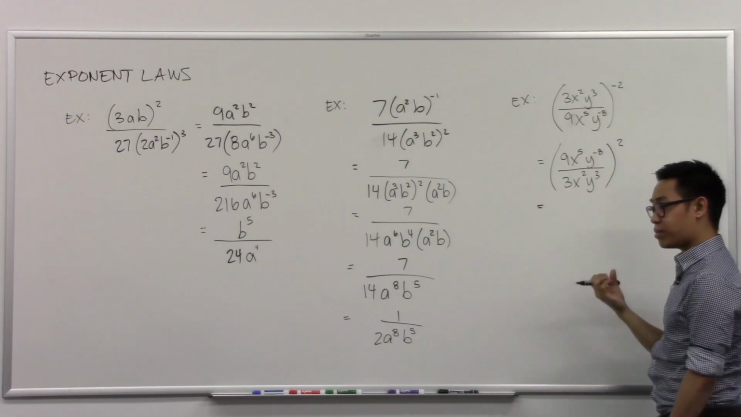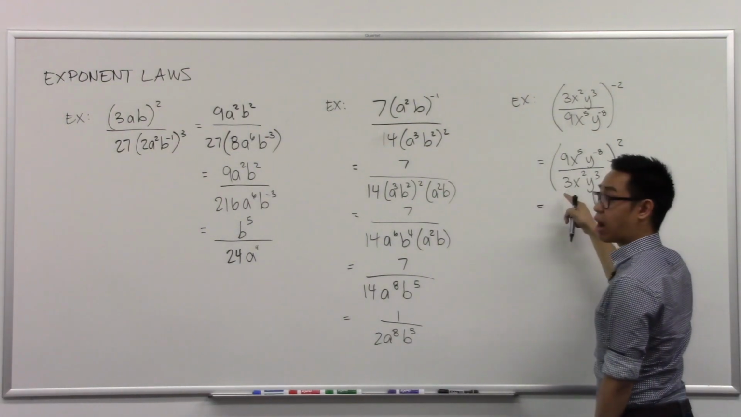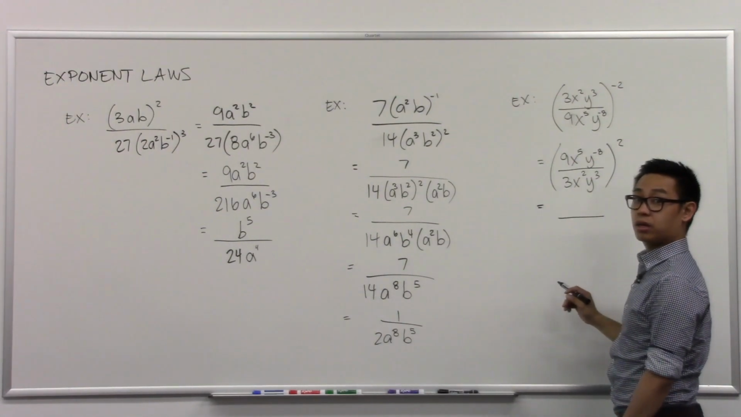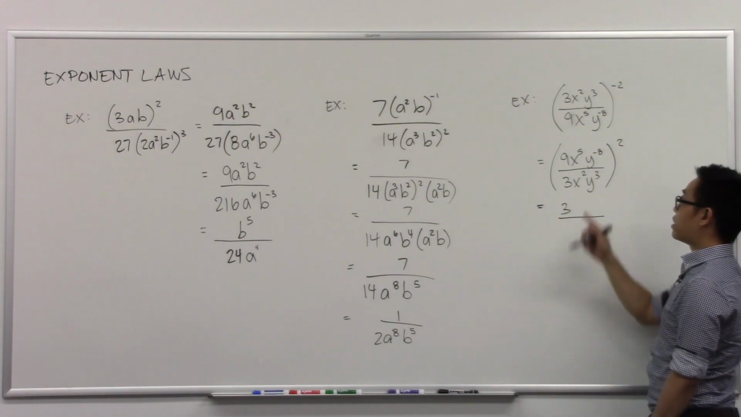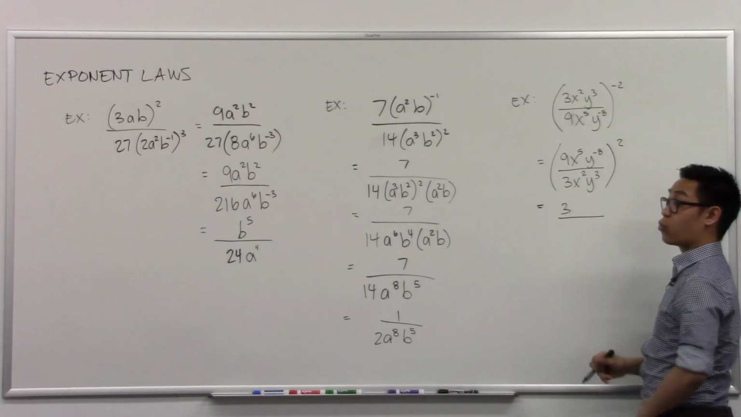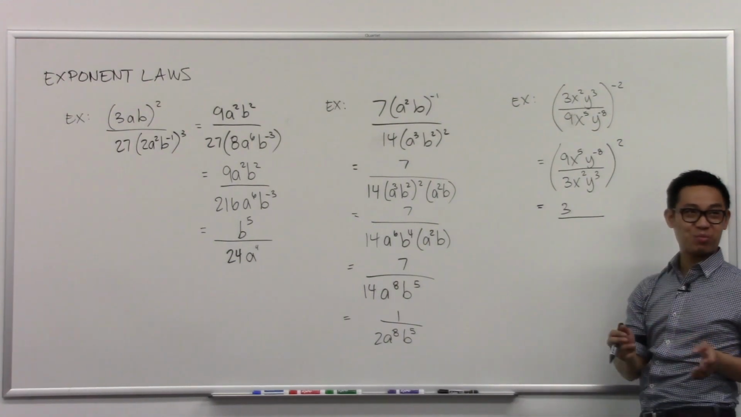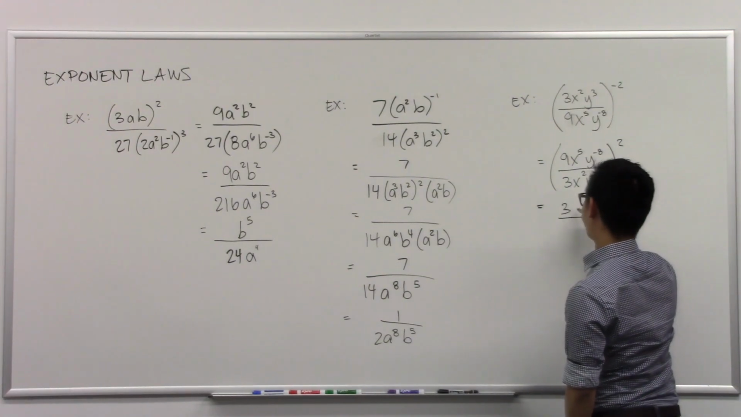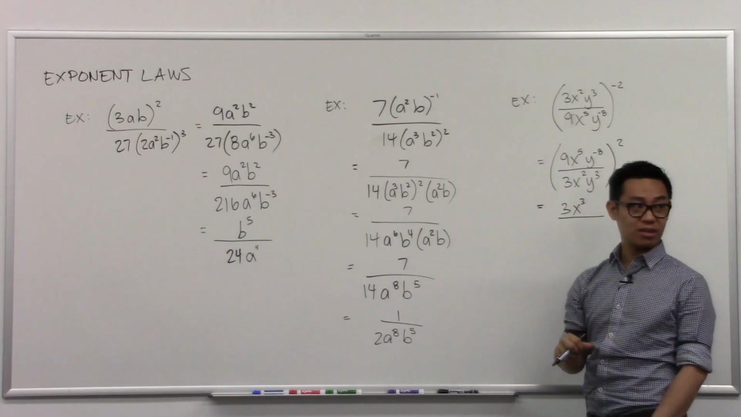BEDMAS says work within brackets first. So working within brackets, I have a 9 over 3, right? So if I have a 9 over 3, then I have 3. I have an x^5 over x^2. Where is the bigger exponent? It's on the top. So it's going to be x to the 3. Because 5 minus 2 is 3.